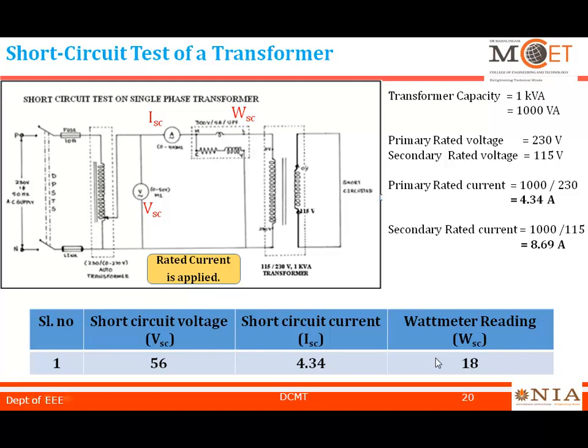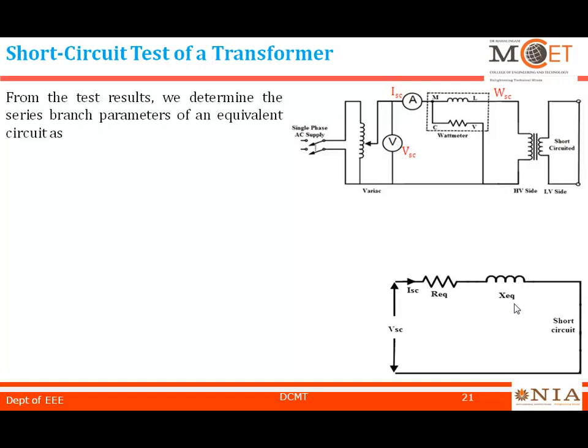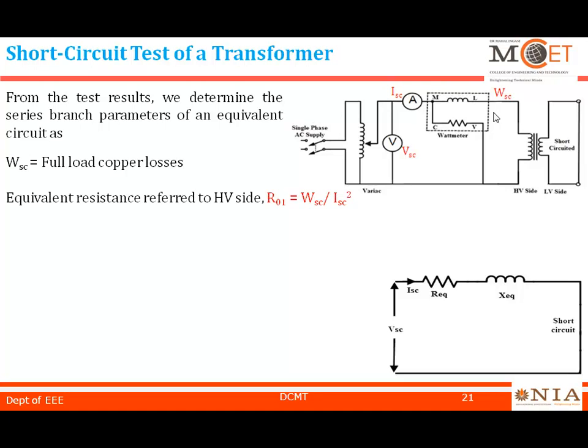From this test, we are going to calculate the series branch parameters of the equivalent circuit, R equivalent and X reactance. So WSC is the full load copper loss. When we short the secondary side, we get this total power as the full load copper loss. From this we can find the equivalent resistance on the high voltage side. So R01 is equal to WSC divided by ISC squared. WSC is the full load copper loss, ISC is the short circuit current.